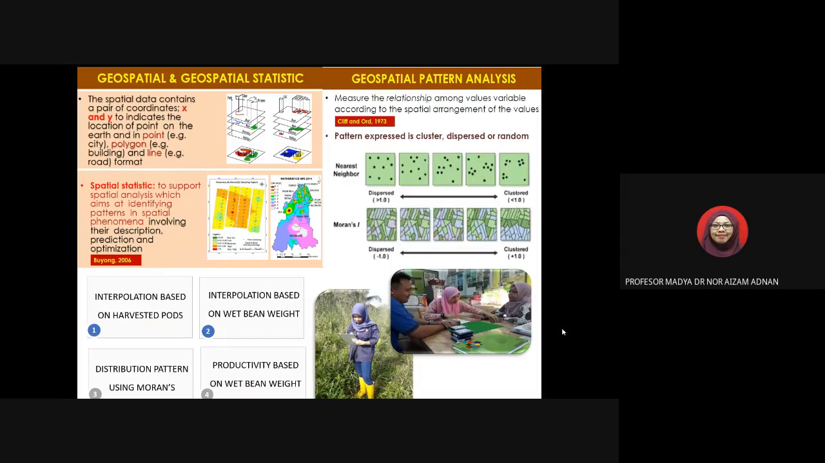For the geospatial analysis, it was done using an interpolation technique, namely the kriging method. The pattern of chemical effectiveness with regard to harvested pod and wet bean weight was assessed using Moran's statistic. The pattern will be classified as either dispersed, clustered, or random.